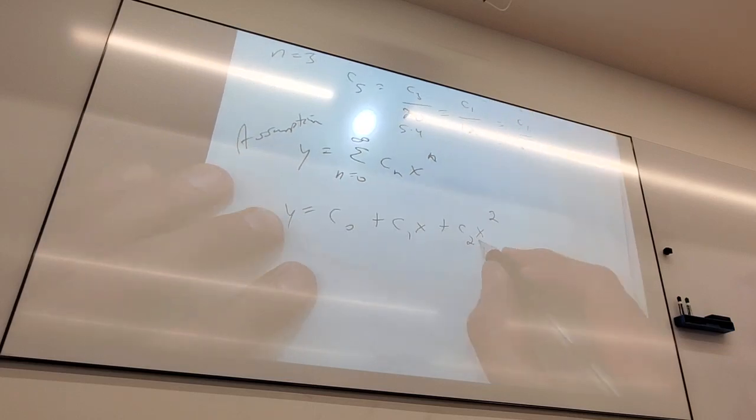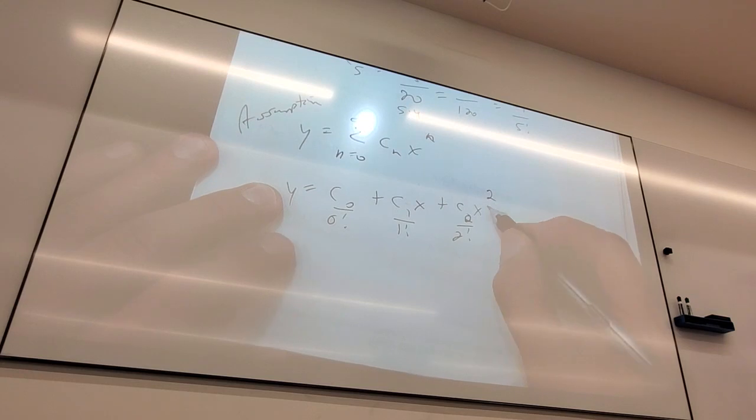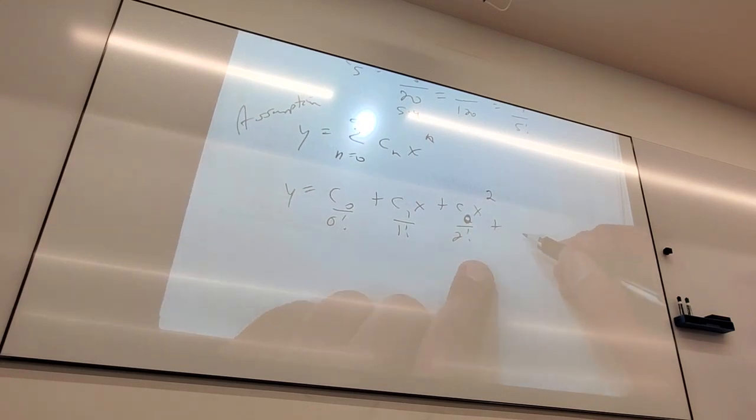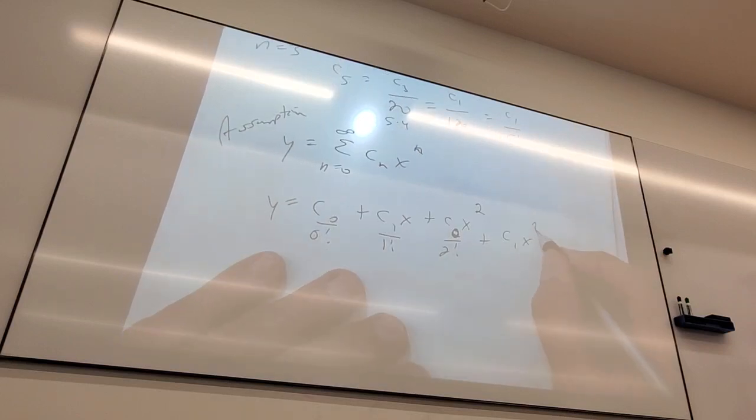All right, so let me do the C0 over 2 factorial. We'll just be smarter about this. So this is over 1 factorial. This is over 0 factorial. I love it, this is 0 trying to be a 0. Plus it would be C3, but C3 of course is C1 over 3 factorial.